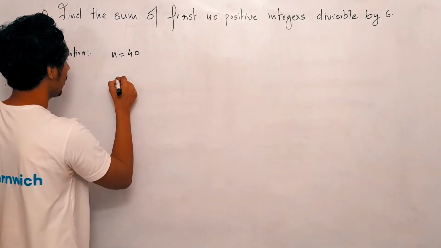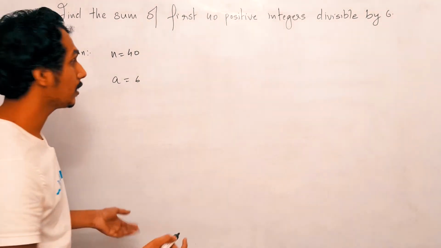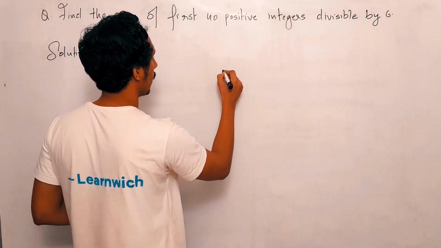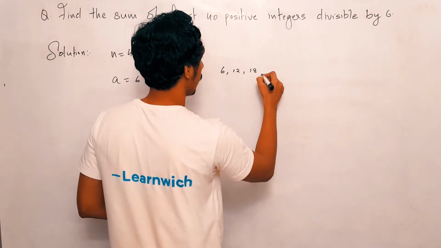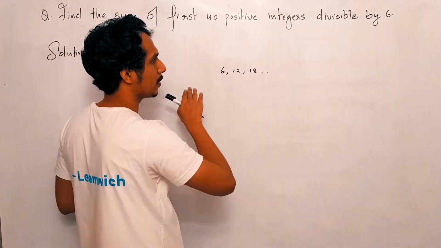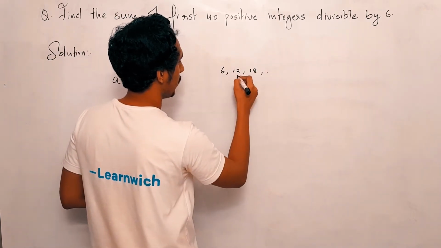Yes, that is 6. A equals 6. What is the last number? Look at this. You have an AP like 6, 12, 18, because they are all multiples of 6, no? So if it is divisible by 6, you are making an AP made of all multiples of 6. So this will be the first number, second number, third number.